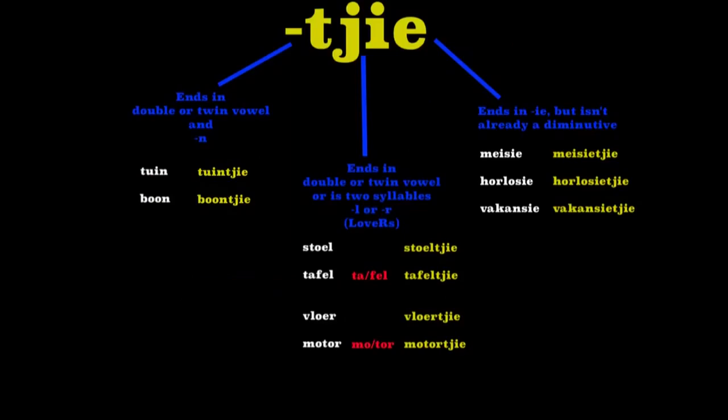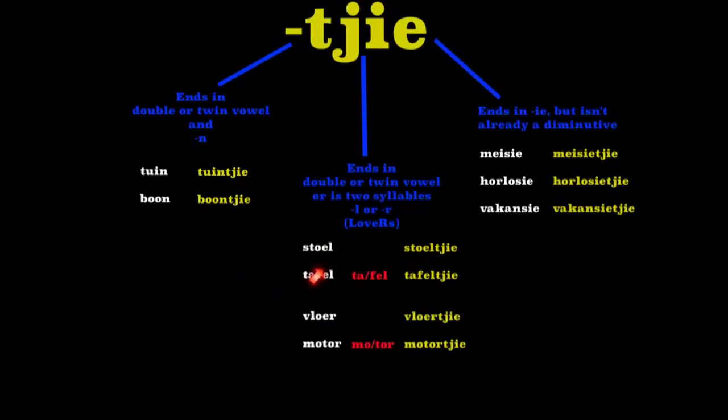I like to remember the L and the R by thinking of lovers, because there aren't very many Afrikaans words that end in V. Stoel ends in an L, tafel ends in an L, vloer ends in an R, and motor ends in an R. So we can straight away say that these are all lovers words. Okay? So now we're looking for double or twin vowels or two syllables. Stoel has a double vowel, so we don't need to worry about excluding that. That can definitely have tjie added to it.